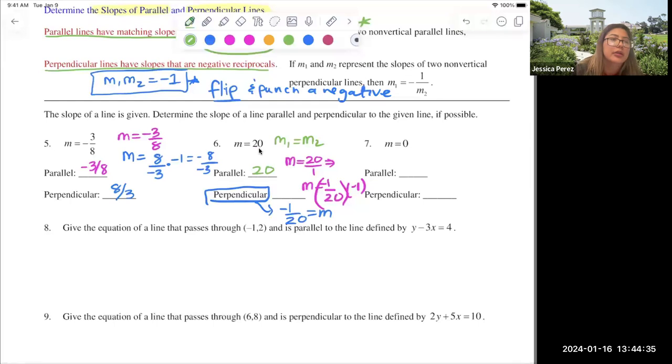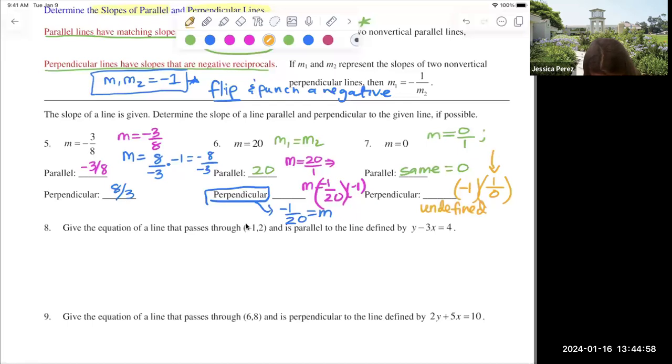Well, what happens when you're parallel to 0? So this would be the same, 0. And then, well, we know M is equal to 0 over 1. What would be the reciprocal? You flip it. So you would have 1 over 0 and then punch a negative, which is an undefined slope. You'll have an undefined slope. Okay. So now that we have an idea of how parallel and perpendicular slopes work, we're ready to do some examples.